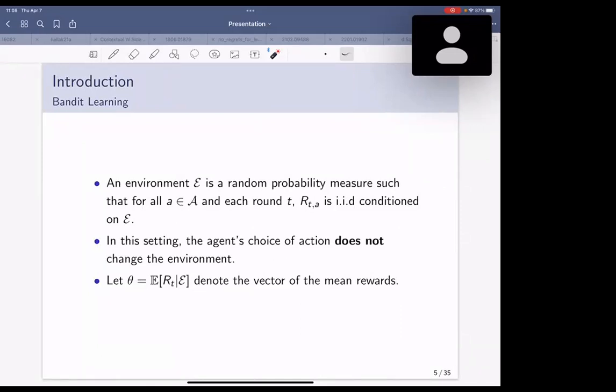Now we can define something called the mean reward, which is the expectation of the reward distribution conditioned on the environment we have. Obviously this vector theta, which is the mean reward vector, has a number of elements equal to the number of actions in the action set. So for each action, we have a mean reward parameter, which is unknown. We don't know theta, we just know that it exists.